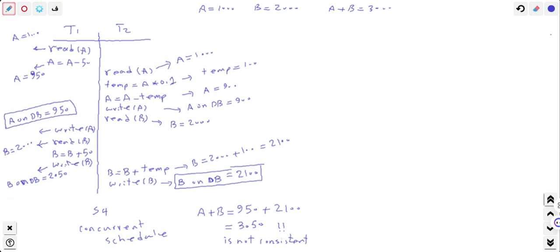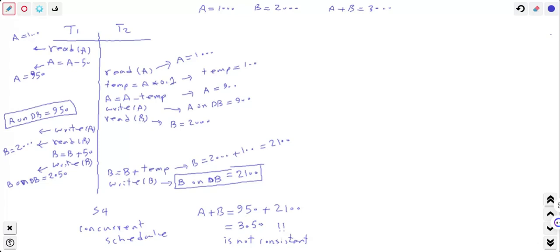I mean, the DBMS should control the order of execution of operations. It cannot be arbitrary. We should control it. If we do not control the order of execution of operations, we do not have consistency. If we would like to have consistency, the DBMS should control the order.